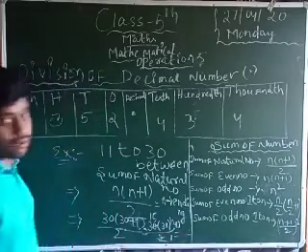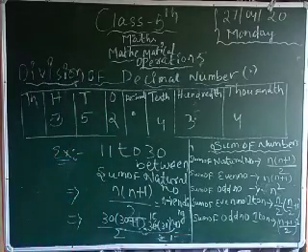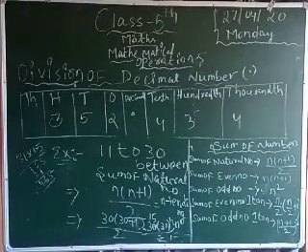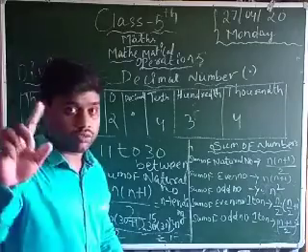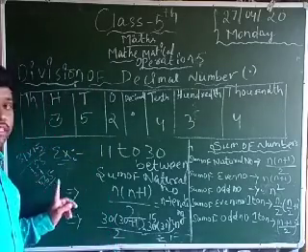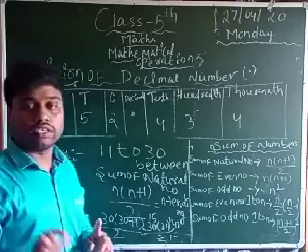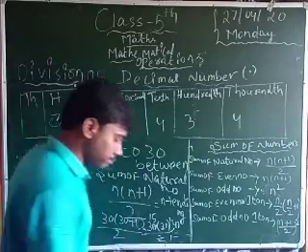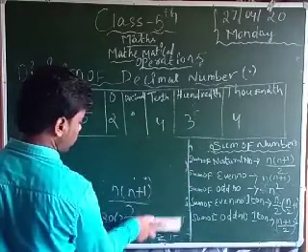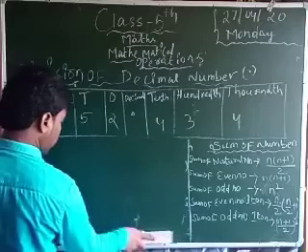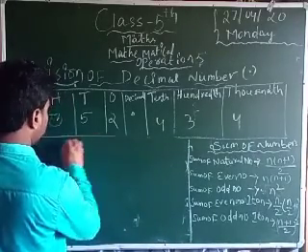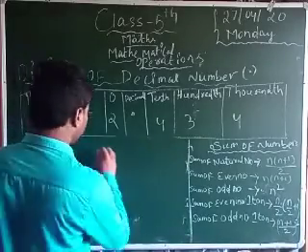Once you do it, guys, you can see this is 31 into 15. How much came? 465. This is the answer, 465.